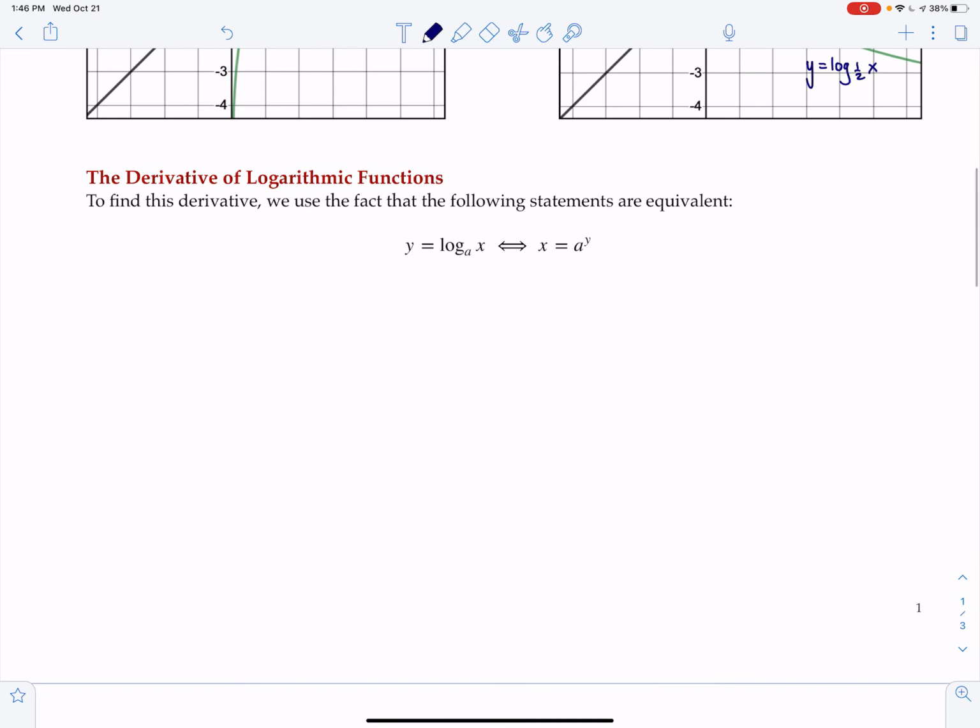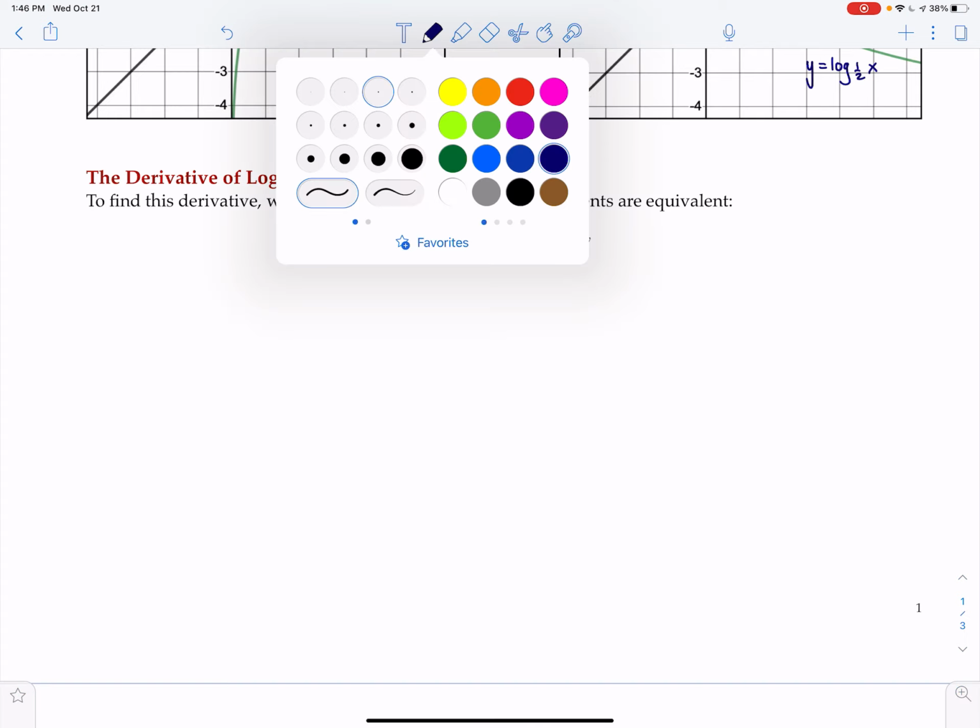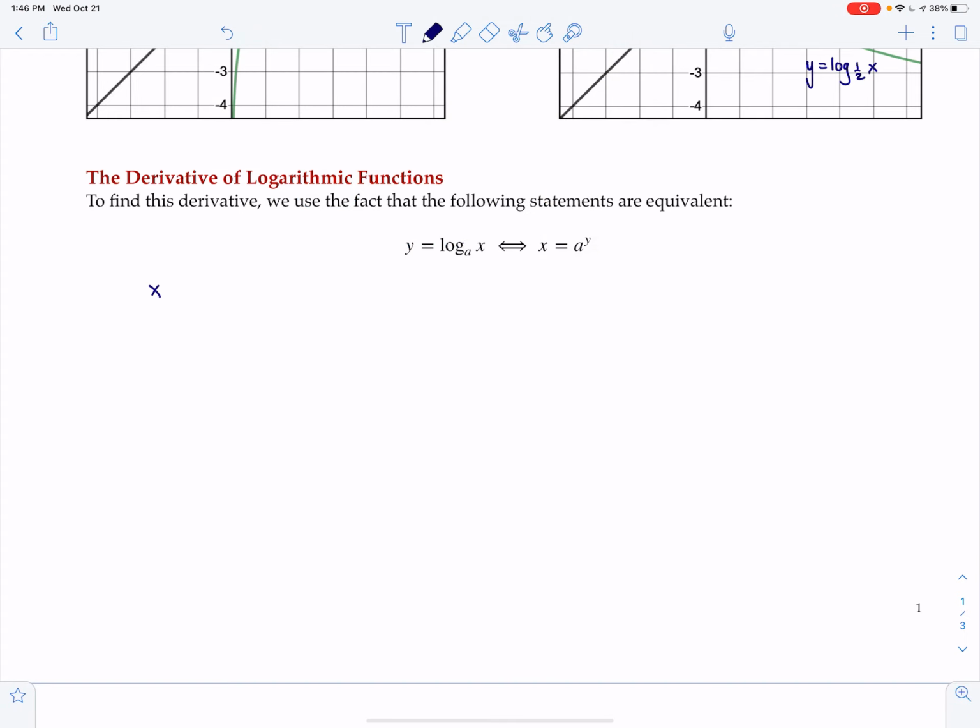Just a reminder that log base a of x is the same as saying x is equal to a to the y power. So we are going to use that to our advantage. I'm going to rewrite x equals a to the y power. I am going to take the derivative with respect to x of both sides. That might seem a little strange, but hopefully in a minute you're going to see where I'm going with this. Because I'm taking the derivative with respect to x of x over here, this derivative is just going to be 1.